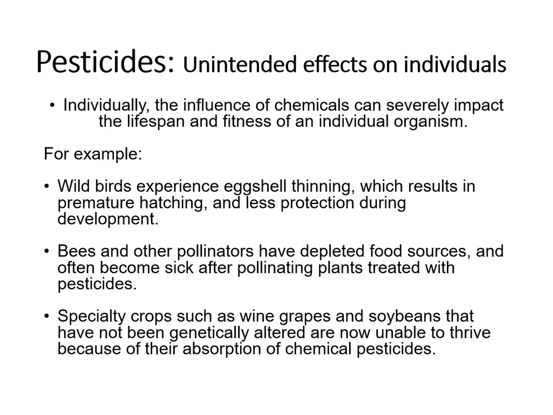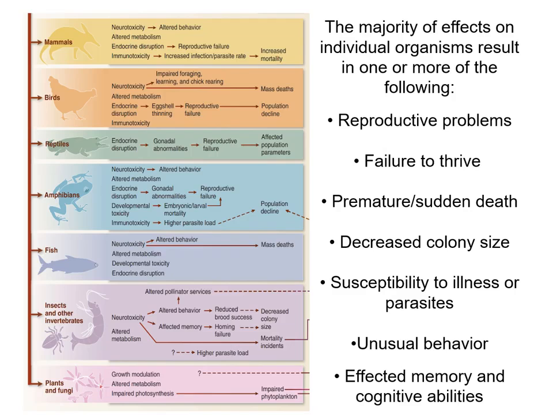Pesticides affect individual organisms in a variety of different ways, such as wild birds experiencing eggshell thinning, bees and other pollinators having depleted food sources and becoming sick from pesticides, and specialty crops such as wine grapes not being genetically altered enough to thrive under the absorption of chemicals. The majority of effects on individual organisms result in one or more of the following: reproductive problems, failure to thrive, premature or sudden death, decreased colony size, susceptibility to illness or parasites, unusual behavior, or affected memory and cognitive abilities.